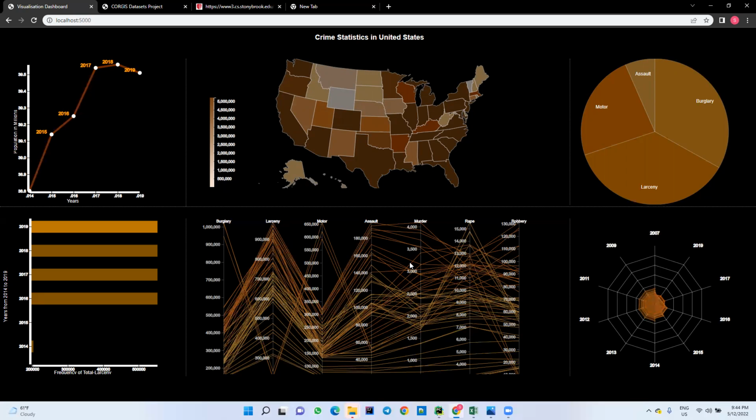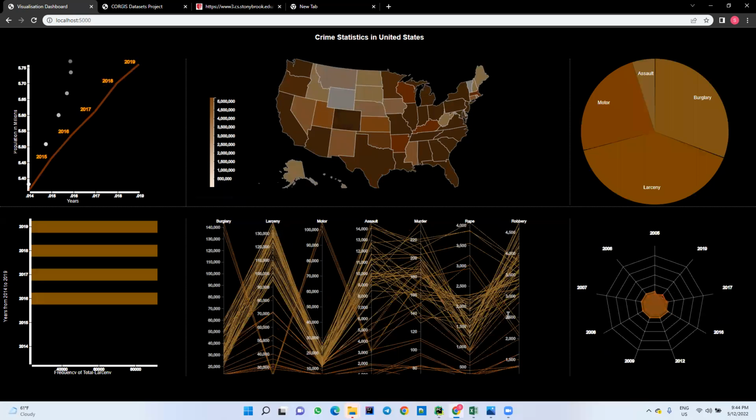PCP gets updated by selecting a state from the Choropleth map. If I select a state, Colorado, then we can see the PCP getting updated. Assault and motor are no longer positively correlated as they were in California, but larceny and motor are still negatively correlated in Colorado state as well.